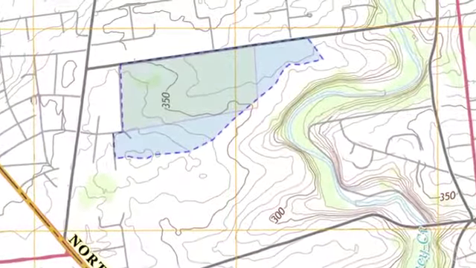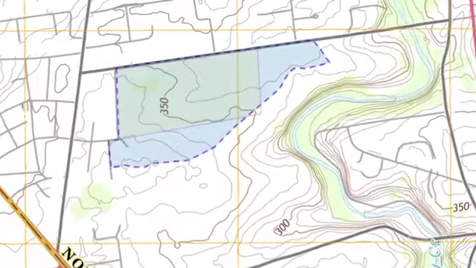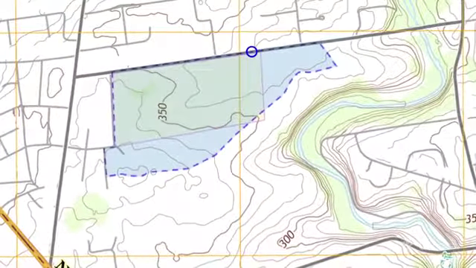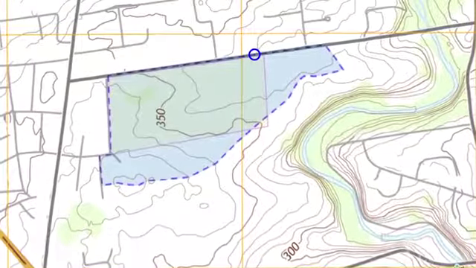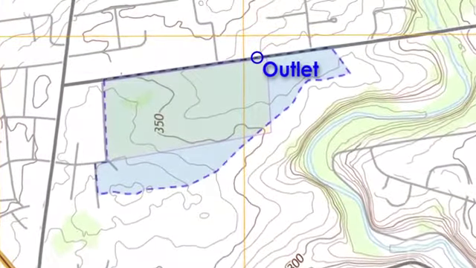Since all the rain falling within the boundaries of our project site ultimately collects at this low point on the northern boundary, we're going to designate it as the outlet of our project watershed.